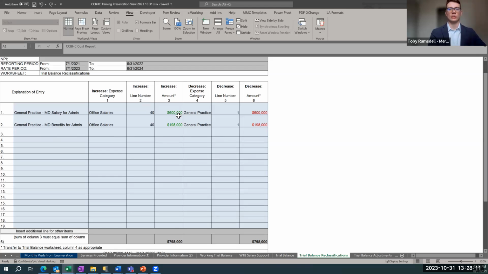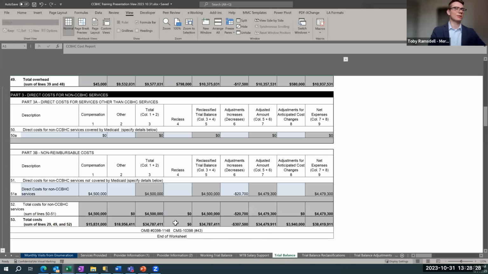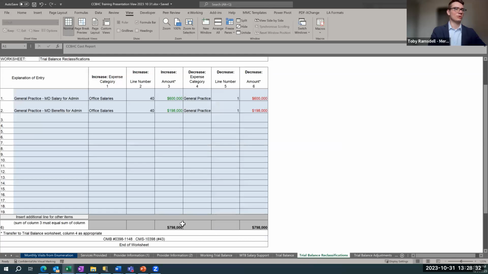So in the trial balance, I should see no further reclassifications. And I should see the amount of 798,000 as a positive reclassification in line 40 and as a negative reclassification in line 1. So I'll check the trial balance. I tie out to 0. I can see that these amounts are equal, so that makes sense.